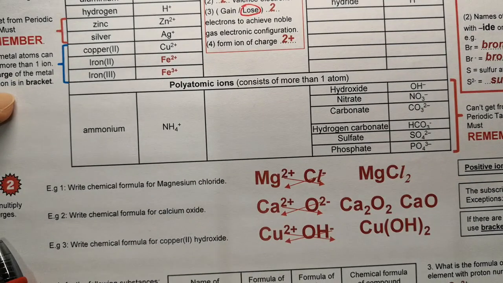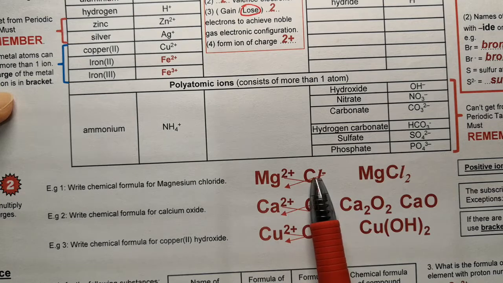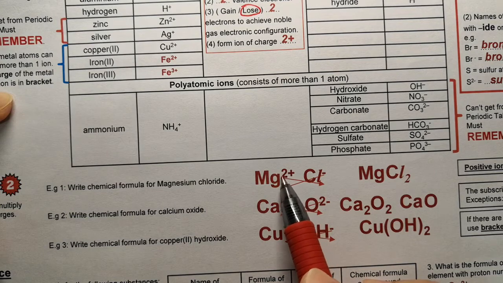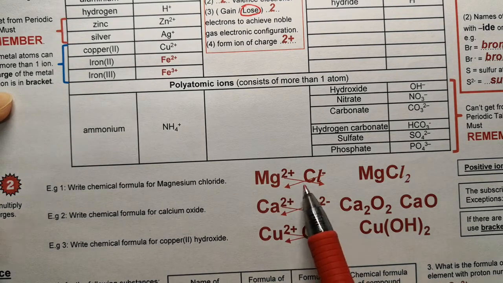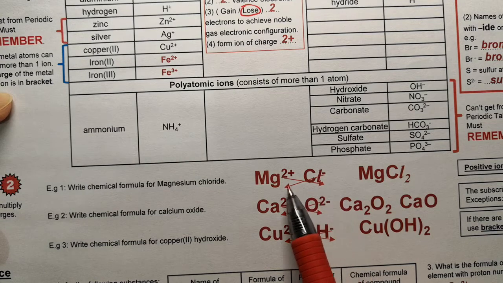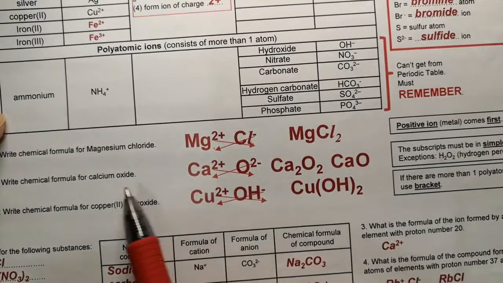the charges. So for example, magnesium ion, Mg2+, chloride ion, Cl-. Cross multiply means you take the number of the charges and bring it down. So this 2, you bring it down to Cl2. And this one is 1 minus, right? You bring the 1 down to Mg1. And in chemistry, if it is 1, we do not write it. That's why it's MgCl2.